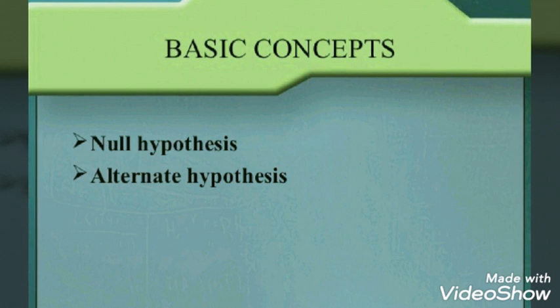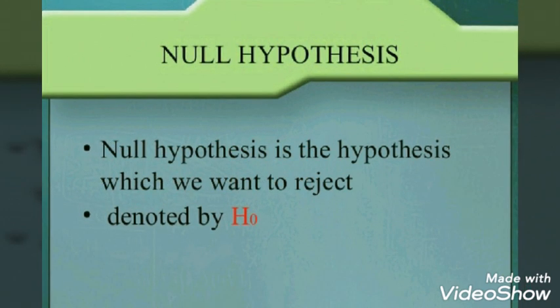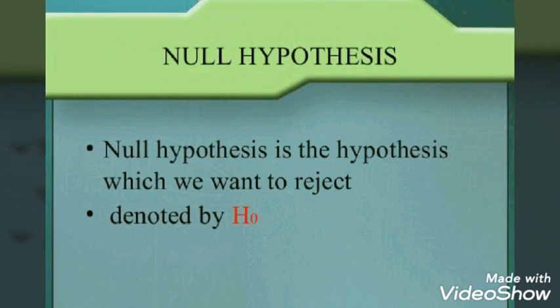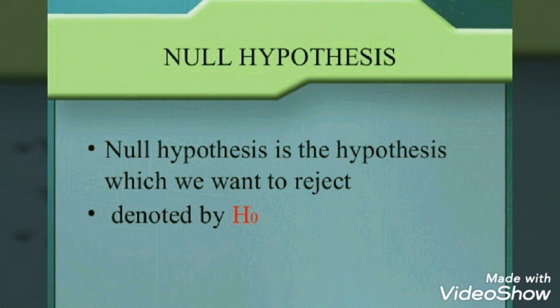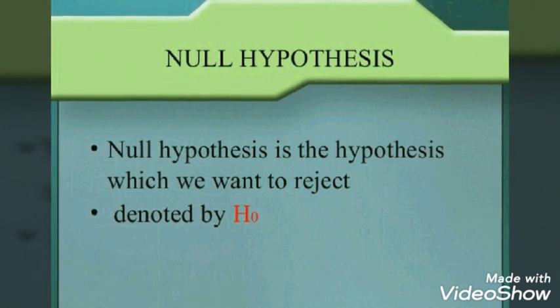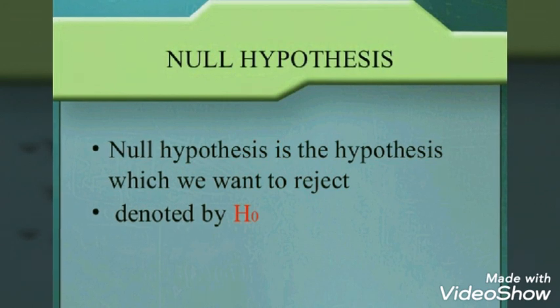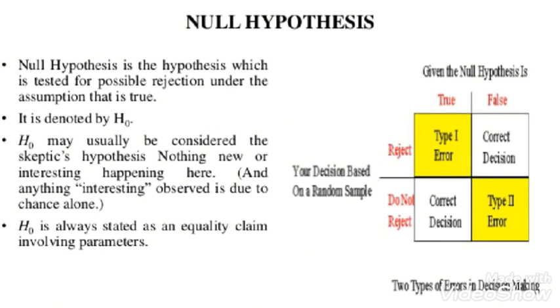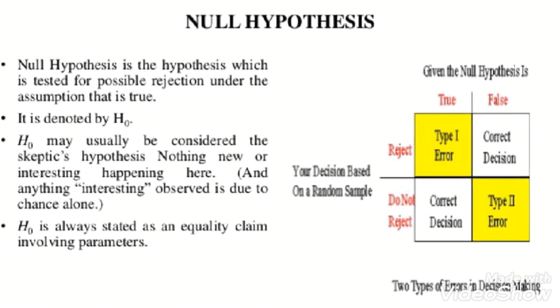So let's see what the null hypothesis is. Null hypothesis is the hypothesis which we want to reject, denoted by H0. So this H0 term means null hypothesis. Null hypothesis is the hypothesis which is tested for possible rejection under the assumption that it is true. It is denoted by H0.